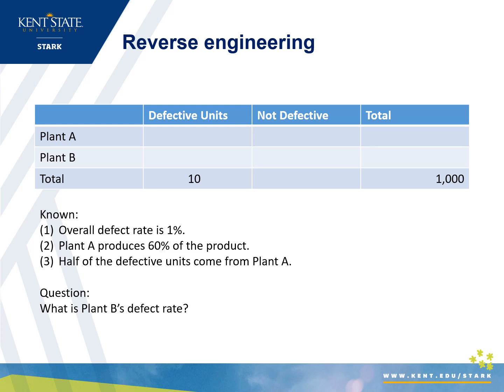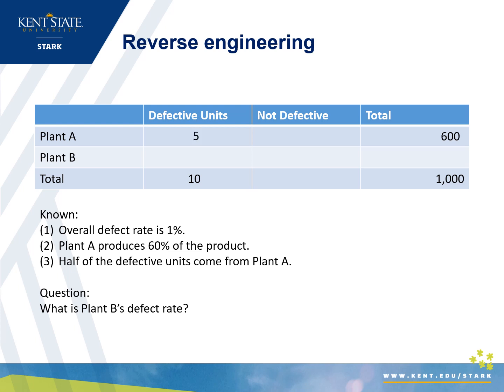The second thing we know is that plant A produces 60% of the product. We know there are 1,000 units being produced. 60% of that is 600. So we can put that in for plant A's total production. So the plant A row, the total will be 600. We also know that half of the defective units come from plant A. So if there are 10 defective units, half of that would be 5. So it tells us that 5 defective units came from plant A.